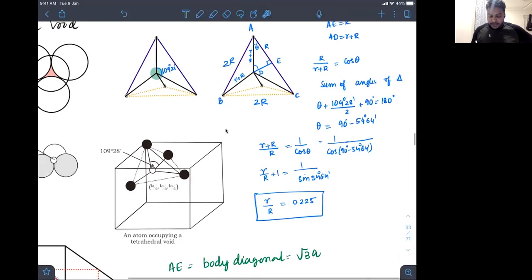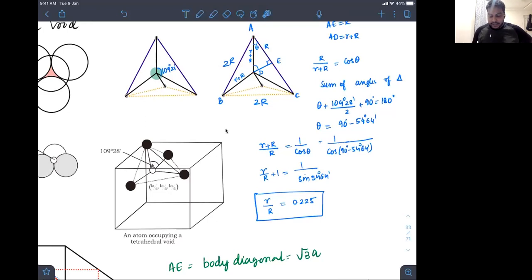So we can say that the angle here is 109 degrees 28 minutes divided by 2, which is 54 degrees 44 minutes. If this angle is known, we know the other angle too, right? Because the sum of the angles in a triangle is 180. So I get that angle as 90 minus 54 degrees 44 minutes. This entire distance is capital R and this distance is small r plus capital R. That gives us cos theta. So cos theta is equal to capital R divided by small r plus capital R.